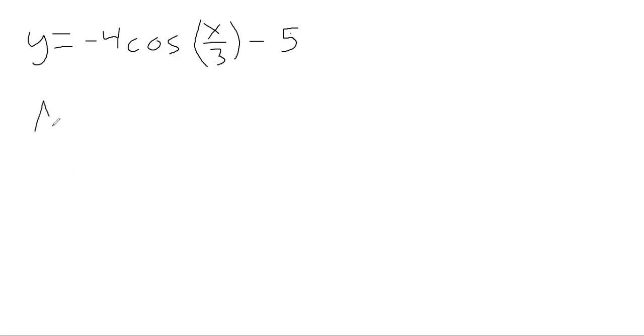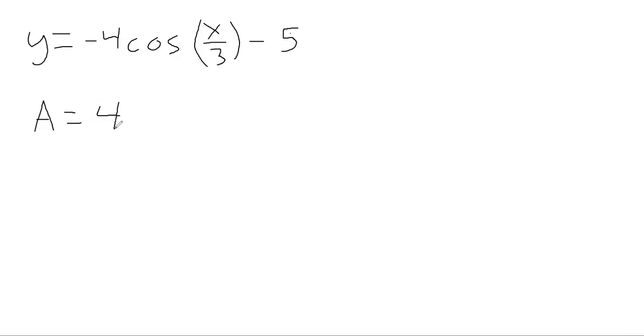Our amplitude we find by looking at the coefficient of our cosine function. Our coefficient's -4, but amplitude is always positive, so we would say our amplitude is 4. So we have a total distance of 8 if we went from our maximum to our minimum, because it's a total of 2 amplitudes.